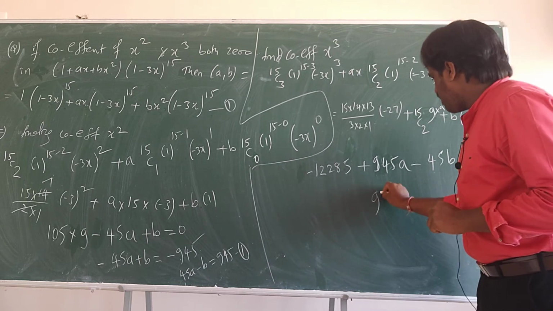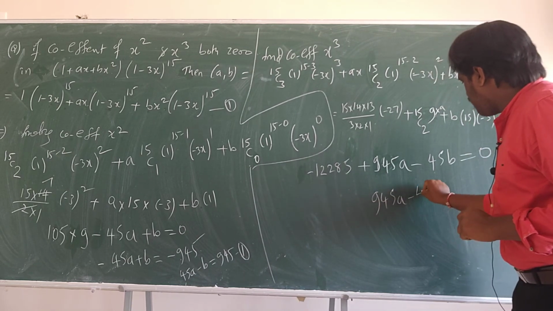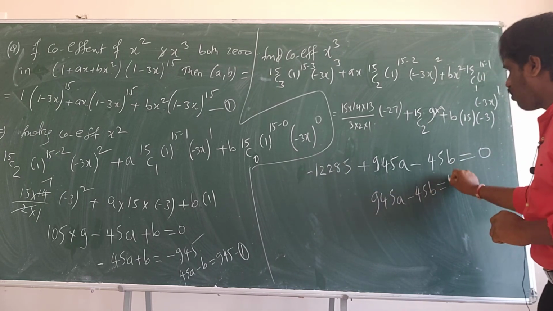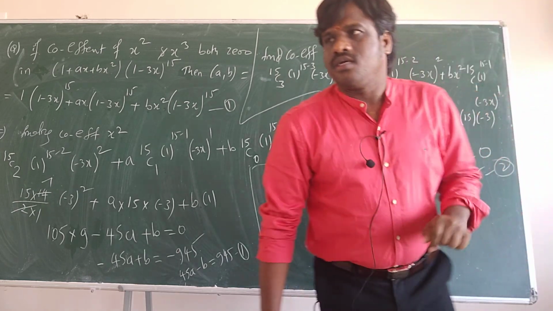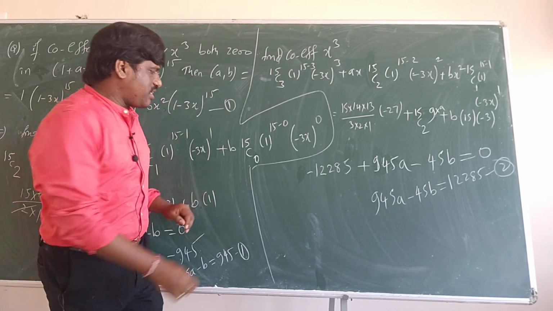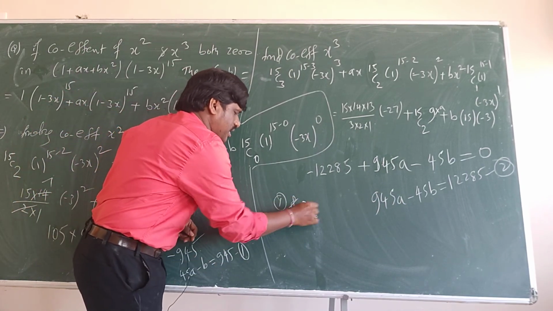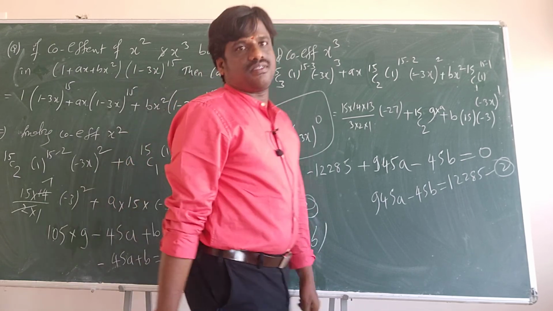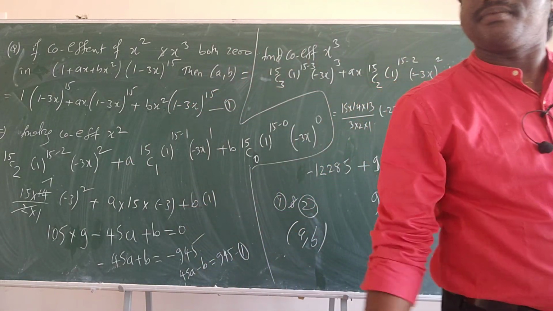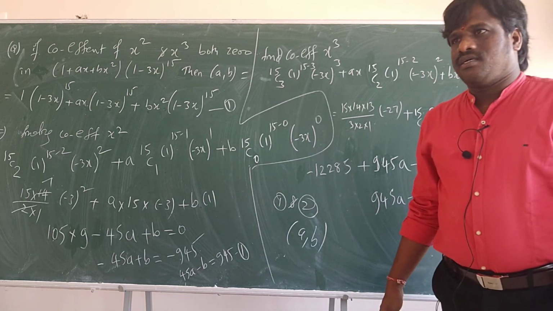So 945a minus 45b is equal to 12285. This is equation number 2. If you solve equations 1 and 2, you will get the values of a and b. So a, b you have to find. This can be done, right? You can do it, right?